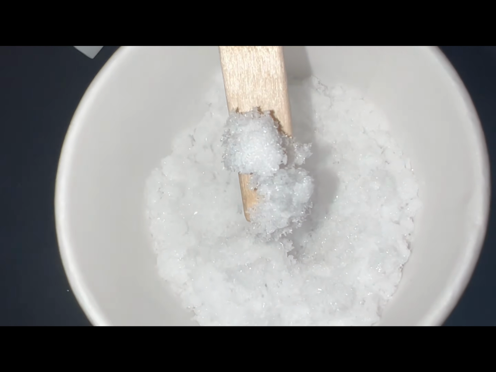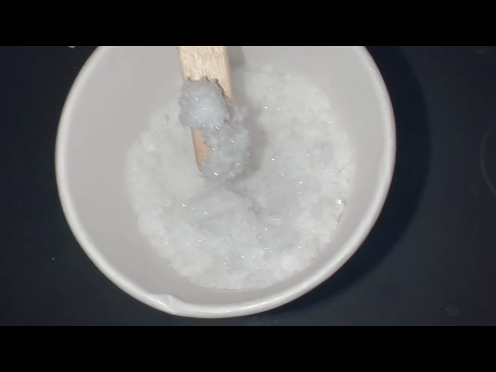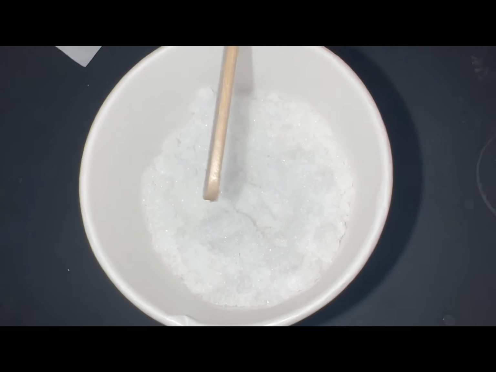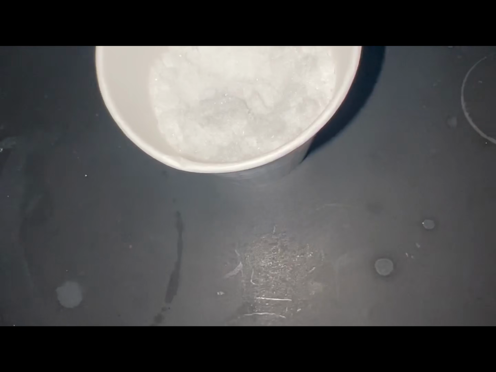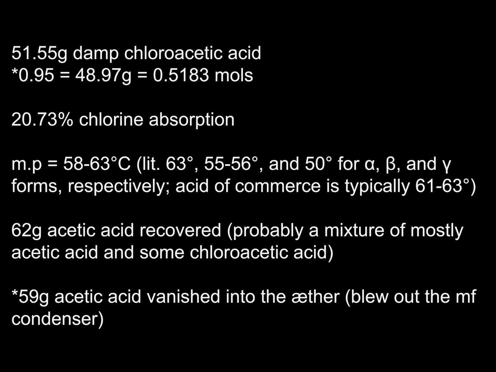51.55 grams of chloroacetic acid damp with acetic acid. I assumed about 5% by weight was acetic acid, arbitrarily, and calculated my yield based on this. The acetic acid had 20.73% chlorine absorption based on the starting acetic acid, assuming 2.5 moles exactly of chlorine were generated. I determined the melting point to be 58 to 63 degrees, which is close enough to literature, given the presence of some acetic acid.